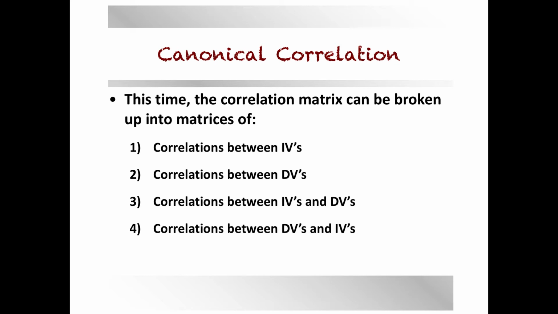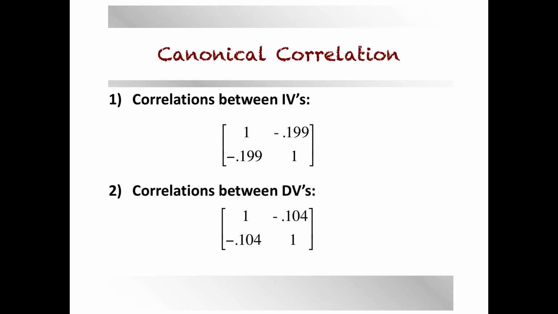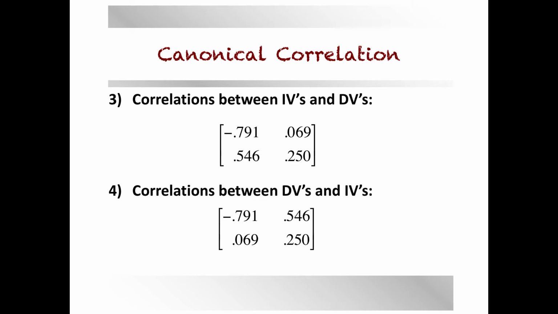And then the 3 and 4 are just sort of the transpose of each other. So we have IVs with DVs, and then we have DVs with IVs, which is 3 and 4. They're the same, just arranged differently in rows and columns. So the number 1 matrix here, correlation between IVs, is the same as it was before because our IVs are still the same. Correlation between DVs, however, we now have this negative 0.104 between Y1 and Y2 that we didn't have before. Correlations between IVs and DVs are here, and then like I said, you just turn it on its side for the correlation between DVs and IVs.